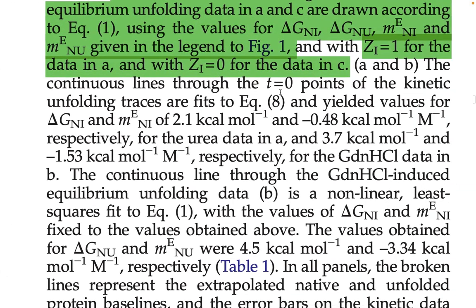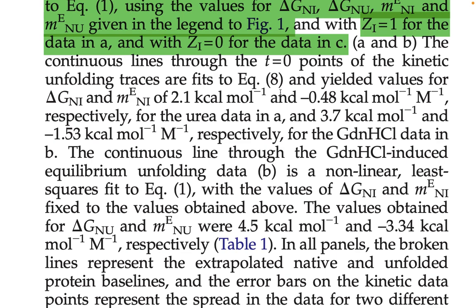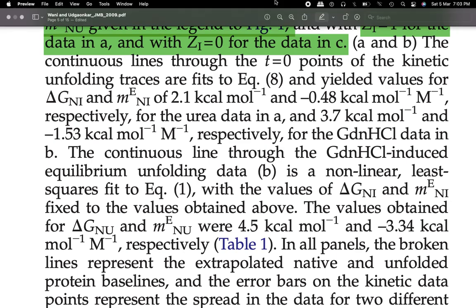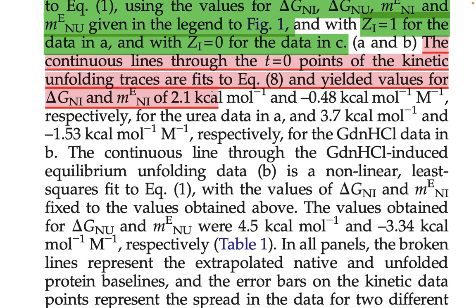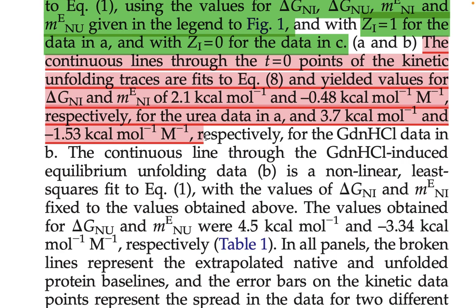Now the continuous line through t equal to 0 points of the kinetic unfolding traces are fit to equation number 8 and yielded values for delta G NI and MI of 2.1 kilocalorie per mole and minus 4.8 kilocalorie per mole respectively for the urea data in A, and 3.7 kilocalorie per mole respectively.